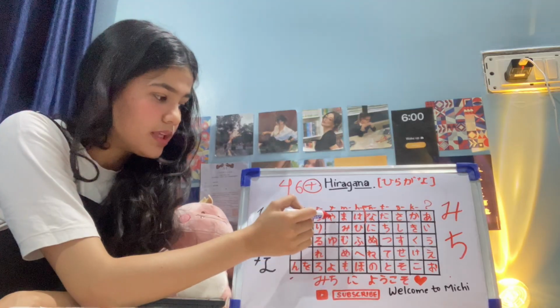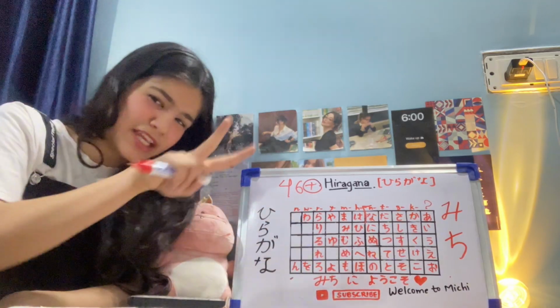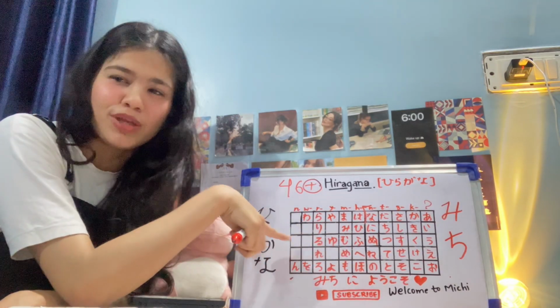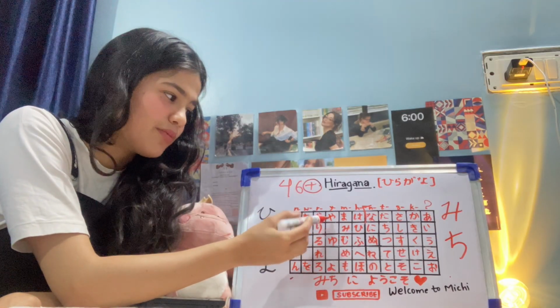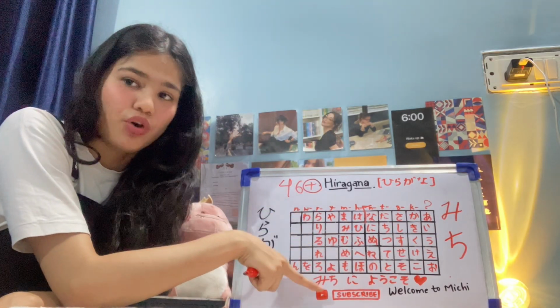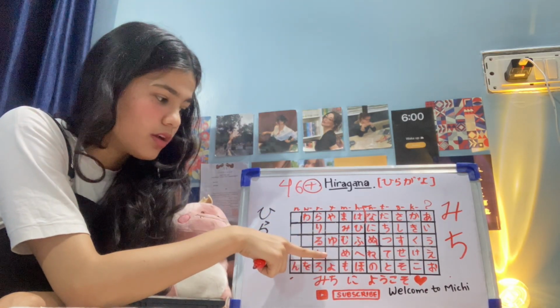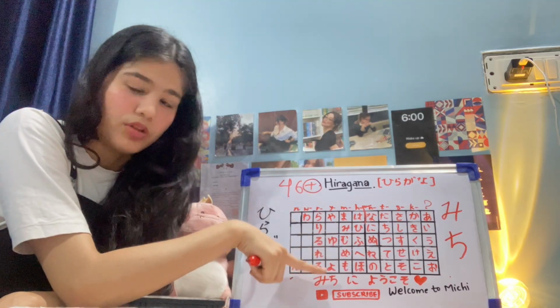Ma mi mu me mo. Ya. In the second part, it's going to be easy because we don't really have that many letters. In the Y line, you can see it's just ya, yu, yo. There is no yi or ye. It's ya, yu, yo. That's all.